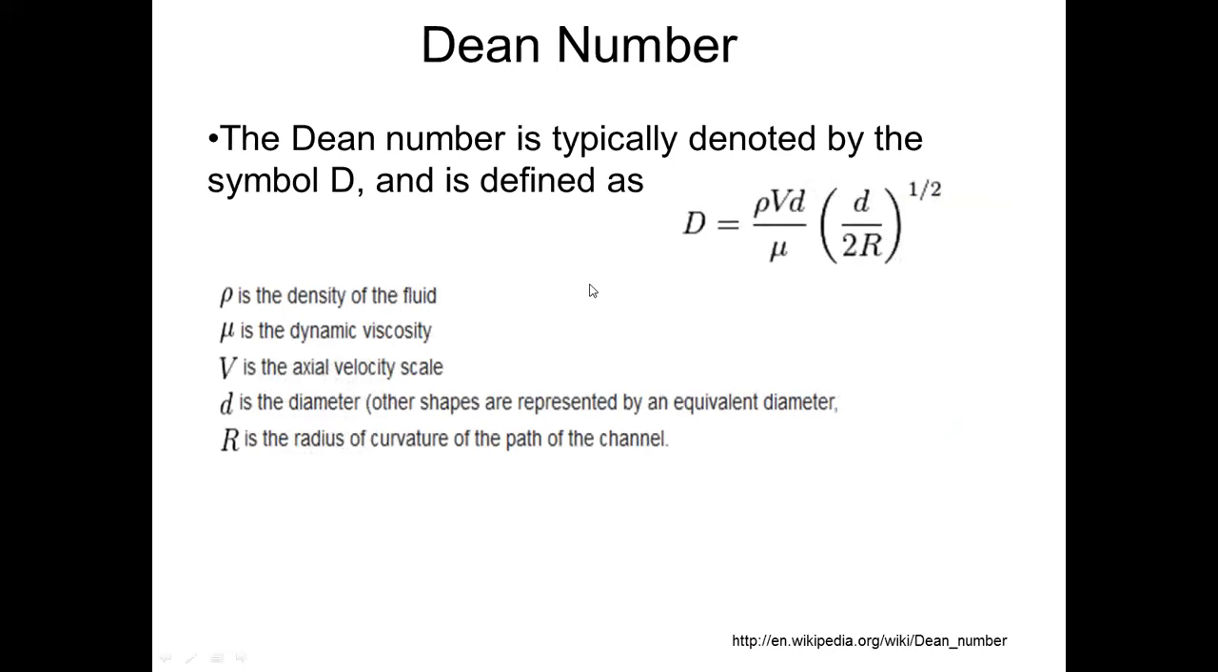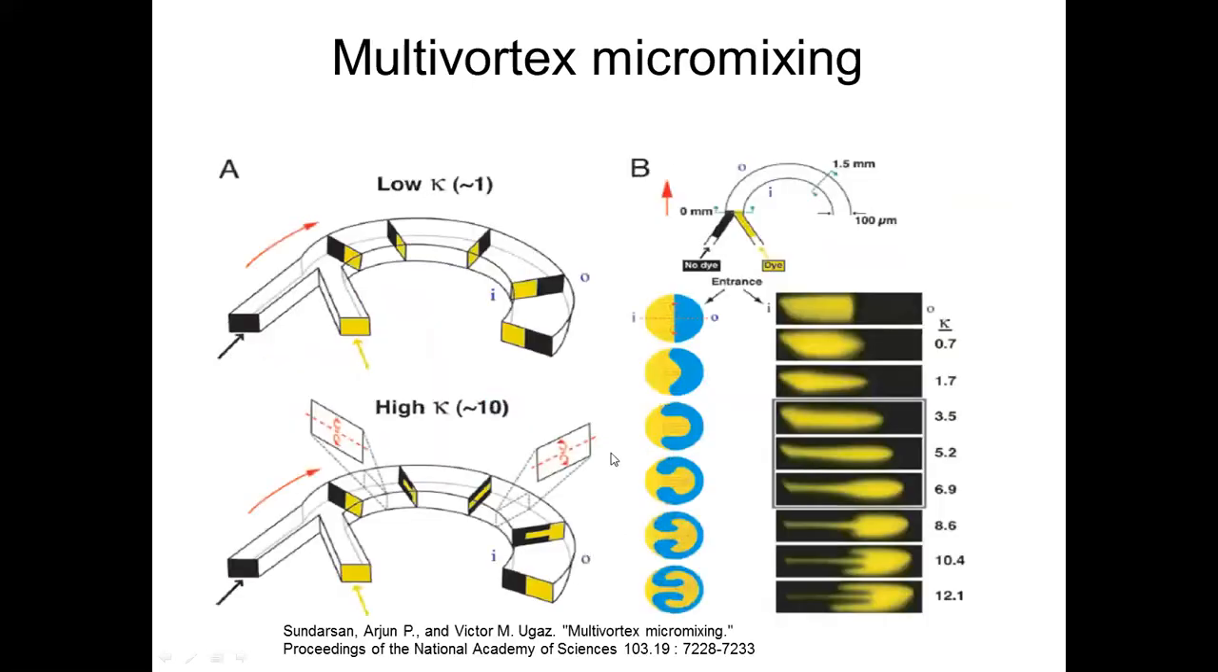So the Dean number is typically denoted by the symbol D, and it's defined by this equation, and here are the parameters for this. This shows us another picture of the multi-vortex micromixing, and basically for a low Dean number, or a low Reynolds number, this is what happens to the material. And basically as we change that number, we can see that we get more mixing within the system. I like these pictures. This shows us this process well.